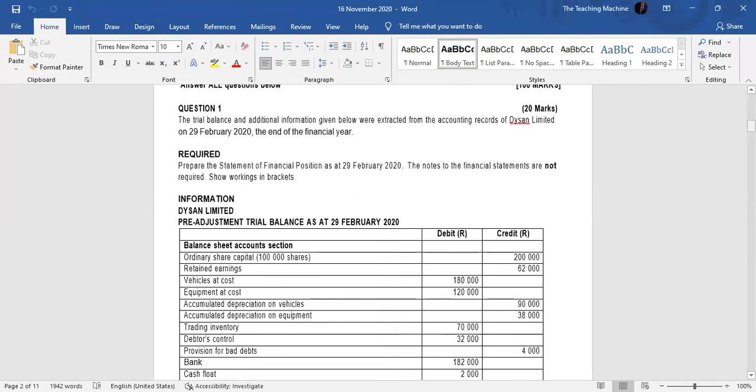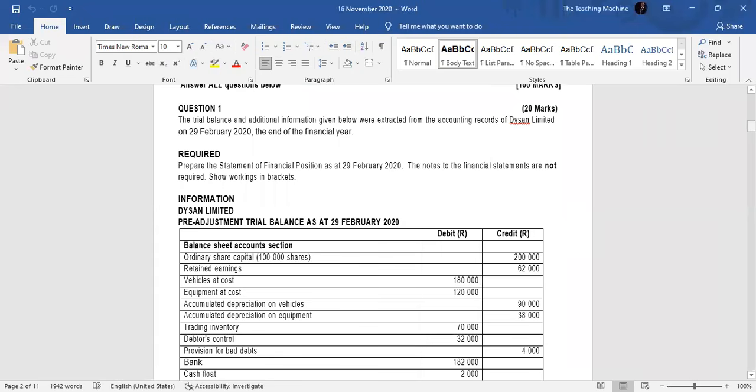So in this question, you are required to do the statement of financial position. But now, what was tricky about this question? You were given a pre-adjustment trial balance. What is a pre-adjustment trial balance? It's a trial balance before adjustments have been taken into account.